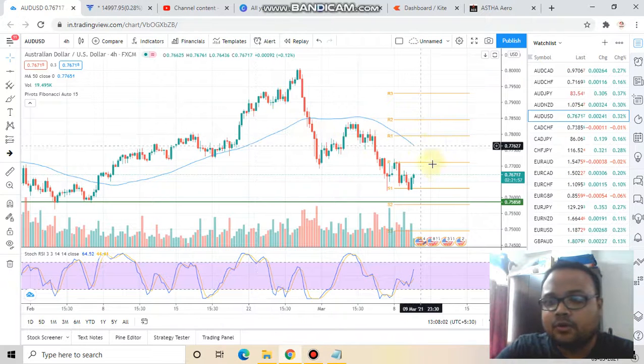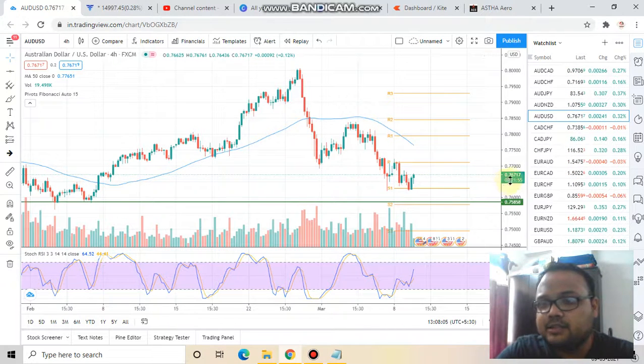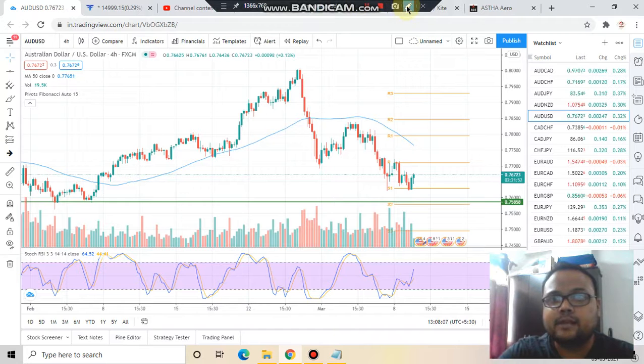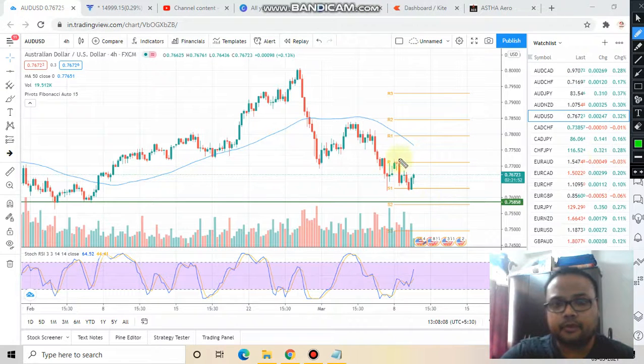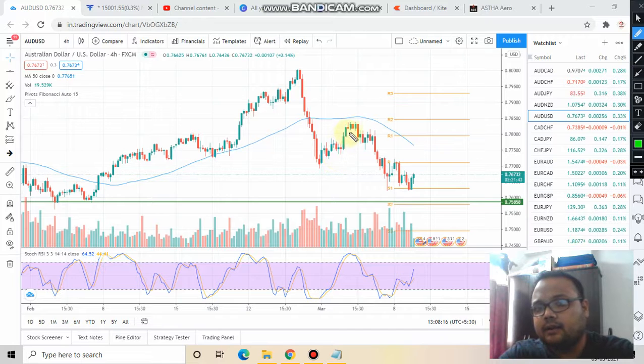Okay, so we can see that right now market is trading at 0.7671. Let me take the pencil. Okay. And we can see that market was in beautiful uptrend, and after that there was a huge fall in the market, and after that market started going down. And right now market is trading at this range.